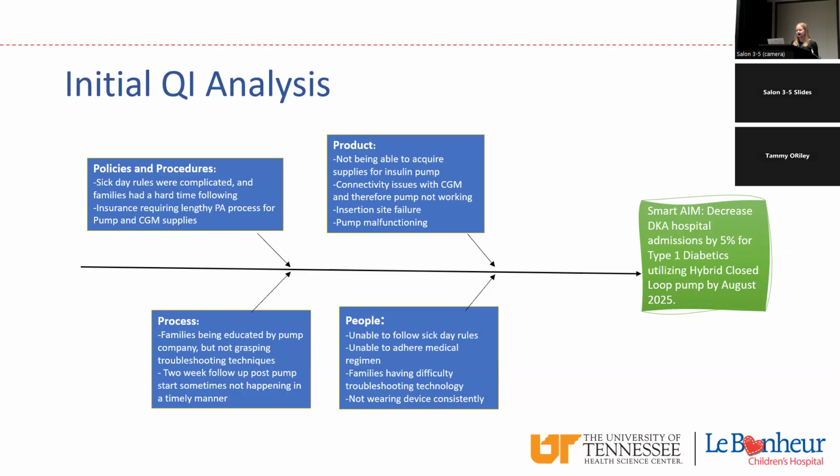For policies and procedures, we acknowledge that sick day rules can be difficult to follow and complicated. Also, insurances have a lengthy prior approval process, and it can be difficult to get pump and CGM supplies. For the product itself, it can be difficult to acquire supplies. There are also sometimes connectivity issues between the pump and the CGM. We can have insertion site failures or problems with the pump itself. For the process, families are educated by the pump company, but may not fully grasp various troubleshooting techniques.